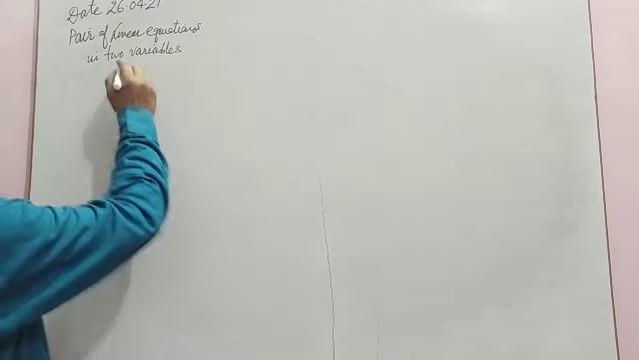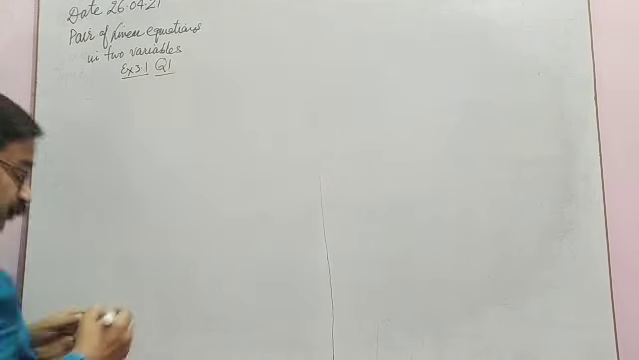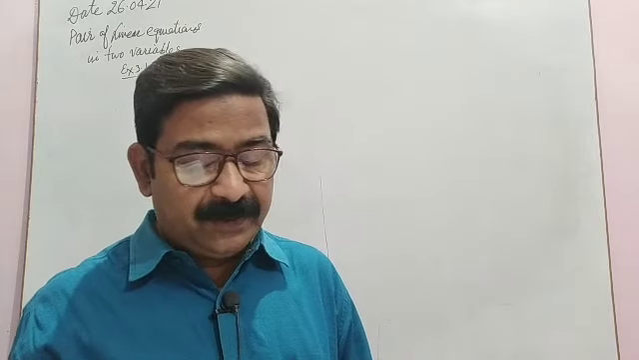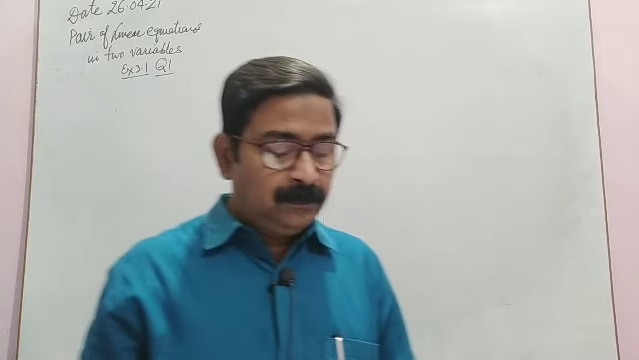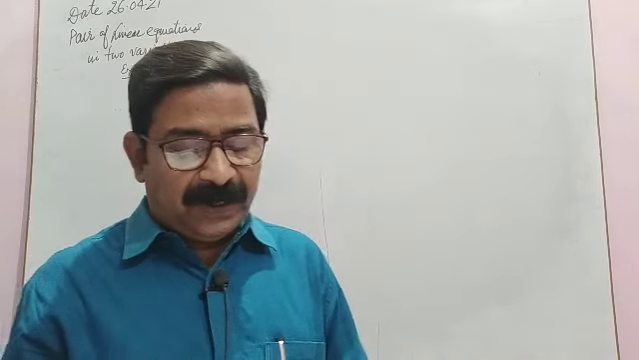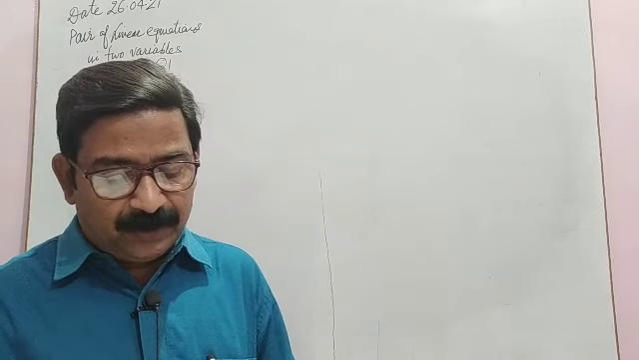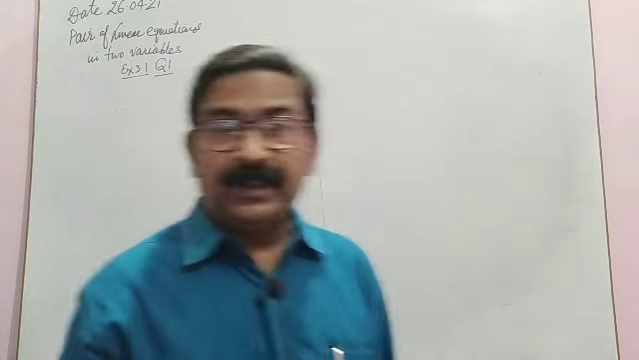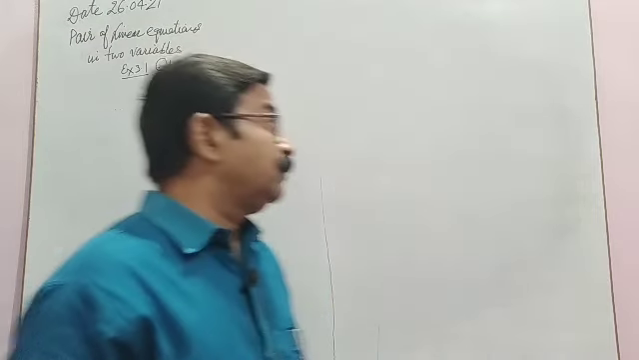Exercise 3.1, question 1. See, I am reading the question. Aftab tells his daughter, 7 years ago I was 7 times as old as you were then. Also 3 years from now I shall be 3 times as old as you will be. Isn't interesting? Represent this situation algebraically and graphically. Means we have to form the equation, that is algebraically, and then we have to plot the graph. We don't need to find a solution.